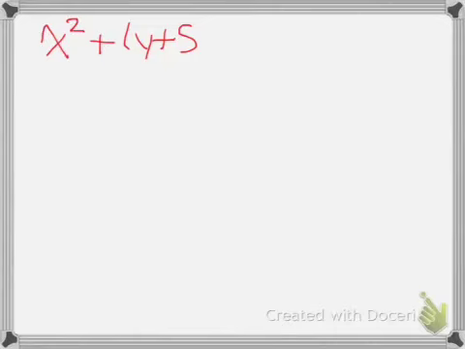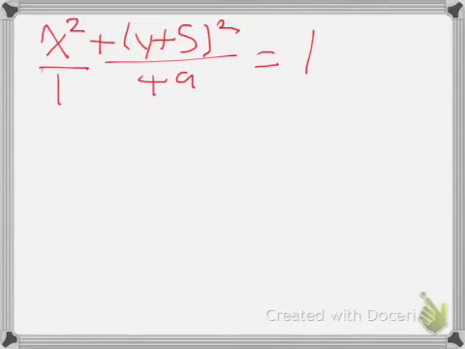equals 1. So first you want to do the x and y terms. Next, you want to make a perfect square. Okay, now we're going to learn how to find the center, foci, vertices, and co-vertices of the ellipse.